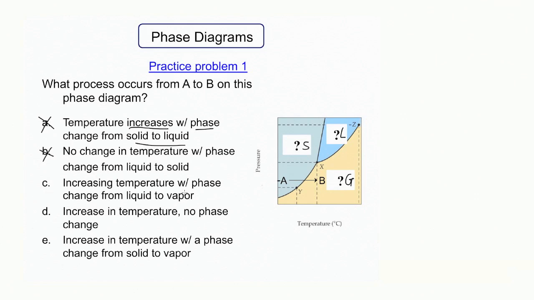C, increasing temperature while phase change from liquid to vapor. Well, temperature is increasing, but the phase change is not from liquid to vapor. It's from solid to gas, or vapor. So C is not right.